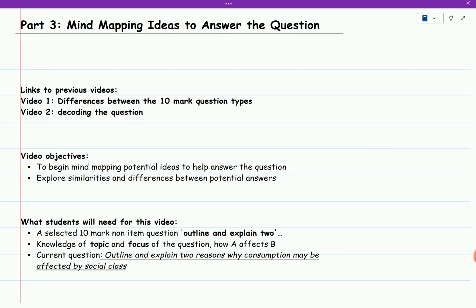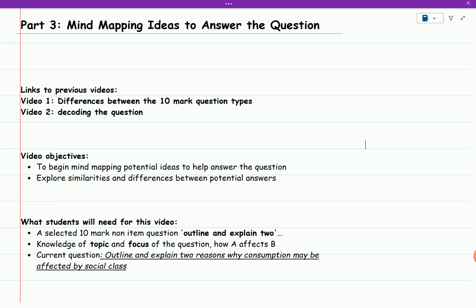So, this is going to be part 3 to helping answer the 10 mark questions, specifically the outline and explain type of questions. Just as a recap, in video 1, we looked at the differences between the 10 mark question types. If you watched the video, you will know that we have a 10 mark question with an item and a 10 mark question without an item. This video series is looking at the 10 mark questions without the item, which also follows the outline and explain, and then whatever the question happens to be.